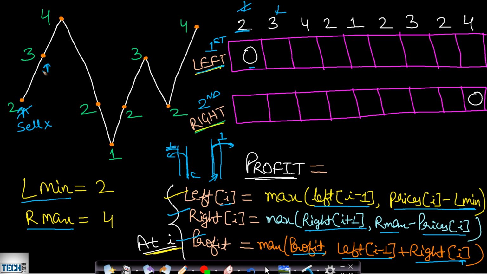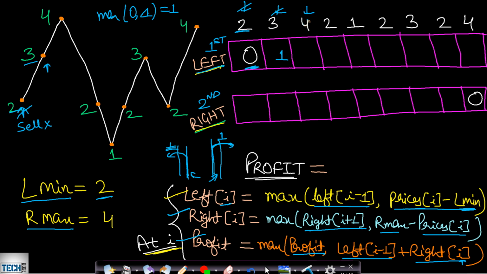Now let us move on to the next point, which is this 3. Okay, now at this 3, what will be the maximum profit if we are taking only these 2 points? That will be equal to the maximum profit which was previously calculated, which is 0. That is, it will be maximum of 0, comma, the currently calculated profit, which will be equal to prices at I minus L min. In this case, left minimum is 2, prices at I is 3. So 3 minus 2 will be 1. So maximum of 0, 1 will be 1. Therefore, we will write here 1.